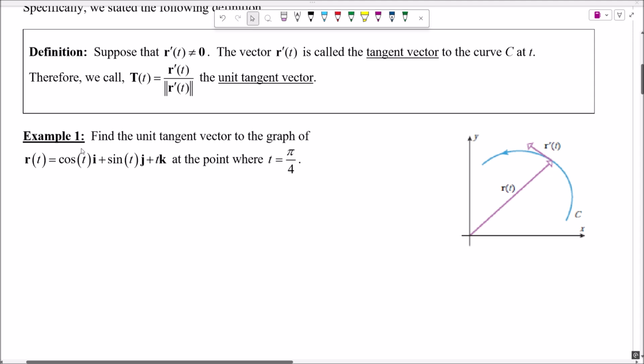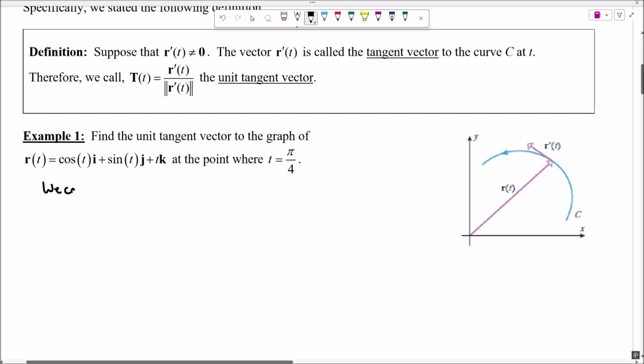If we look at example number 1, you'll see that I have a vector function, r of t, and I'm interested in finding the unit tangent vector at the specific time when t is equal to pi over 4. If I'm using the above definition, I would just need to establish what r prime is, calculate its norm, and evaluate each of those at pi over 4. So let's start with that.